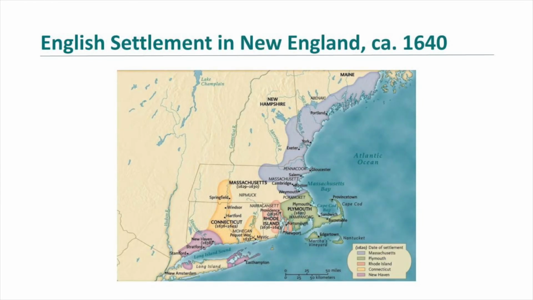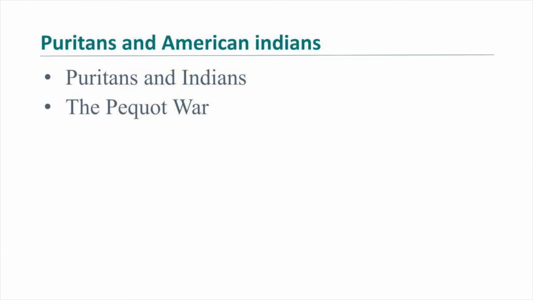Okay. This is a map of English settlement in New England around 1640. So you see that by the mid-17th century, English settlement in New England had spread well inland and up and down the Atlantic coast. Okay, let me talk about Puritans and American Indians.